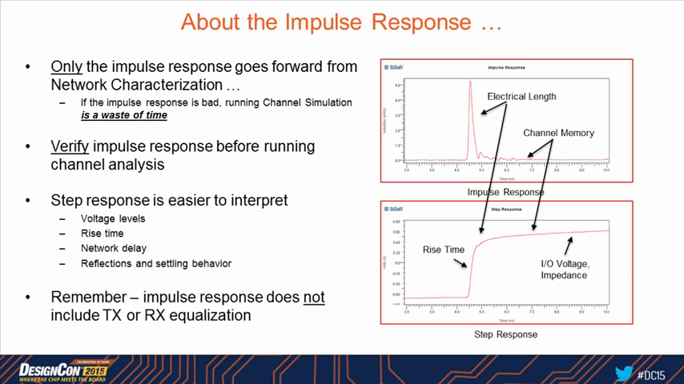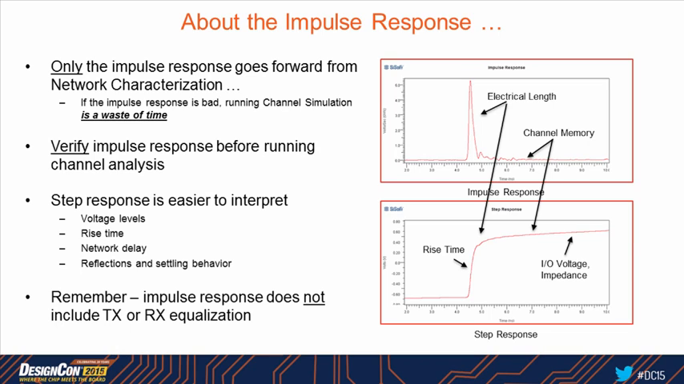And so from a personal point of view, what I always try to do is verify the impulse response that comes out of network characterization in some way before I go off and run channel analysis. Now, as it happens, impulse responses are sort of a mathematical abstraction. They're hard to understand for most people. If you integrate them with respect to time, what you get is a step response, and the step response has a lot more correlation to physical reality.